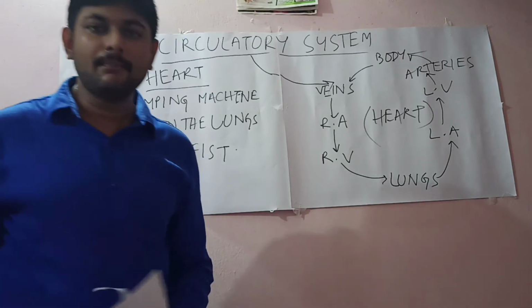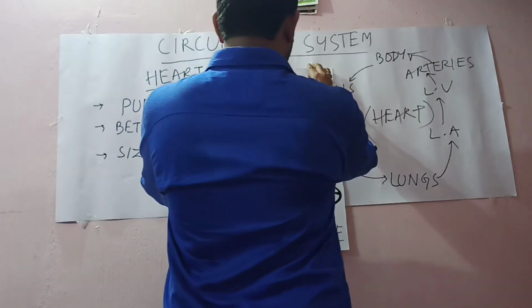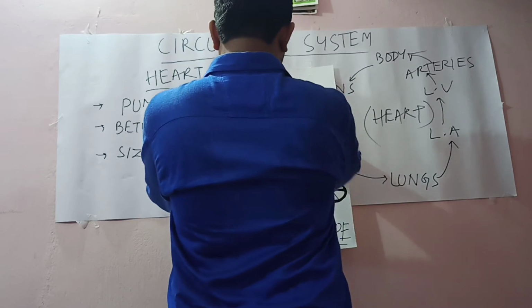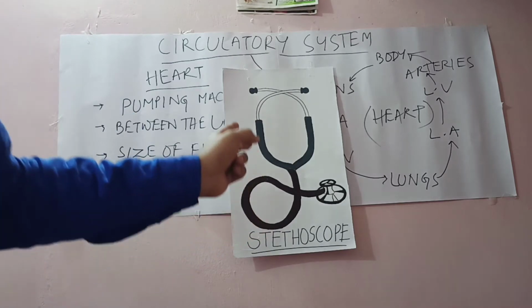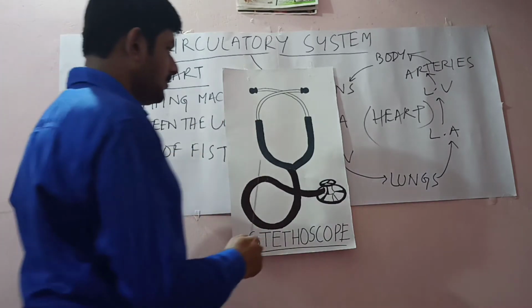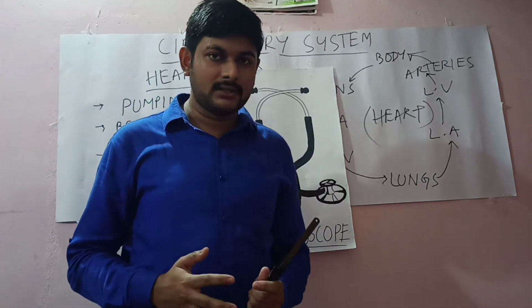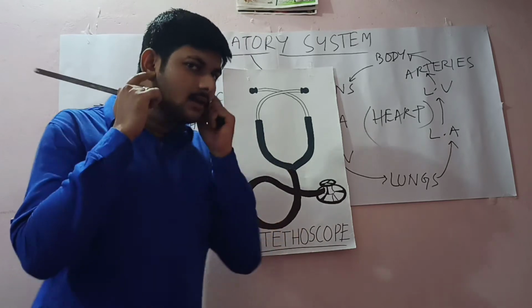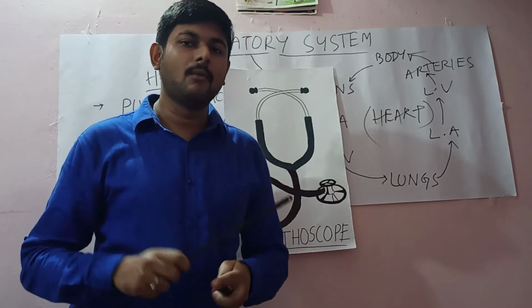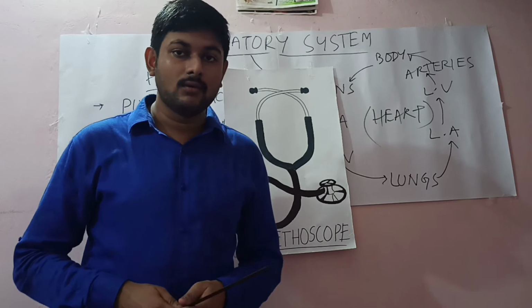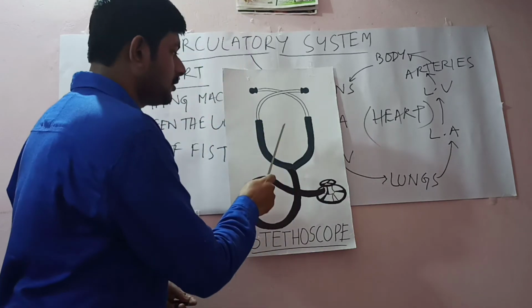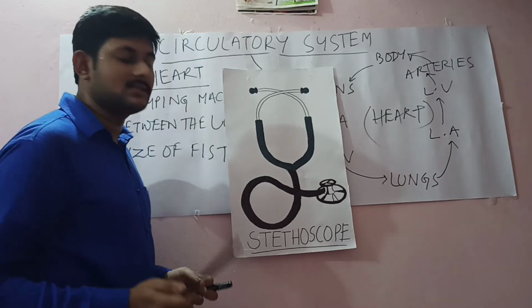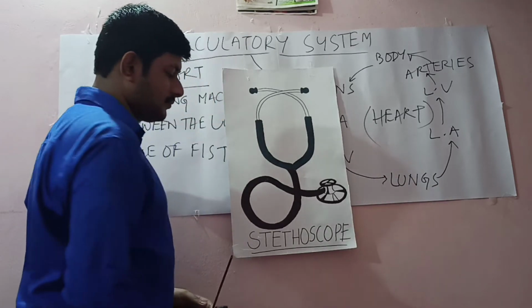Let me show you another picture. Can you recognize this picture? Yes, when you go to see a doctor, the doctor uses this instrument as an earphone to listen to the sound coming from your body. What is the sound? The sound is your heartbeat. And the instrument the doctor uses to listen to your heartbeat is called a stethoscope.